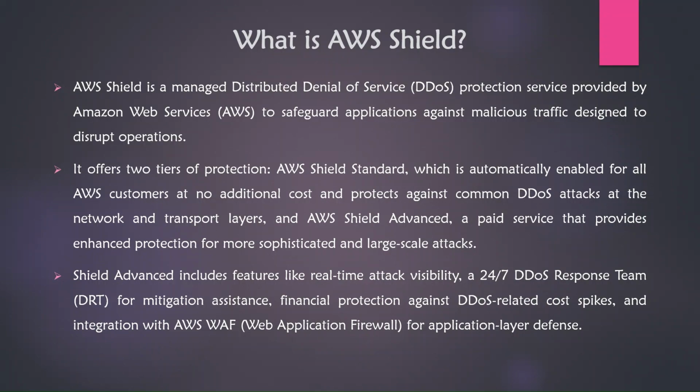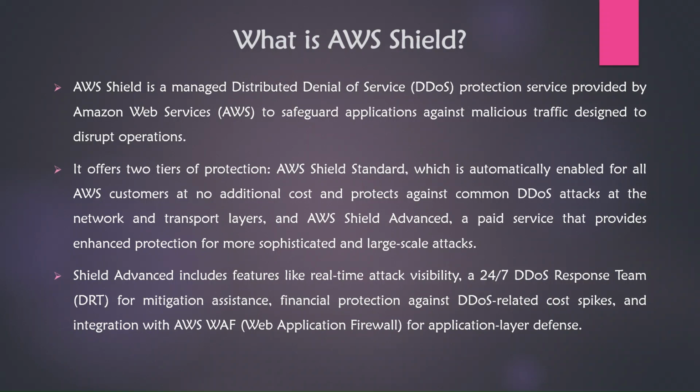When it comes to Shield Standard, this is the basic version that automatically comes with every AWS account at no extra cost. It protects against common DDoS attacks that target the network and transport layers. Shield Advanced is the more advanced paid service that provides additional protection for more complex and large scale DDoS attacks. Shield Advanced includes features like real-time attack visibility, 24/7 DDoS response team for mitigation assistance, financial protection against DDoS related cost spikes, and integration with AWS WAF for application layer defense.